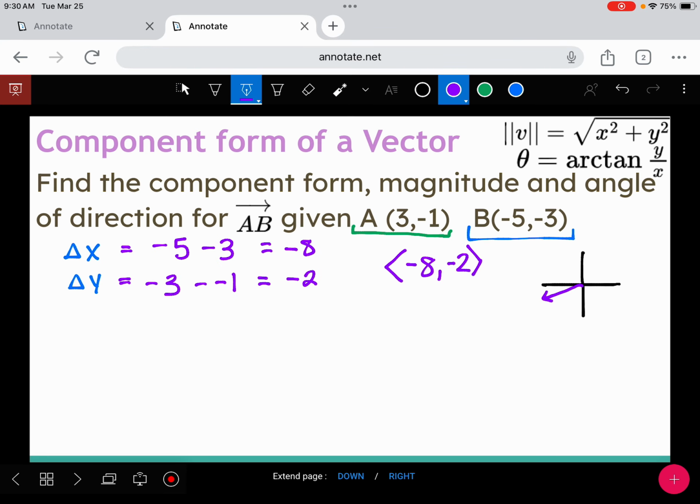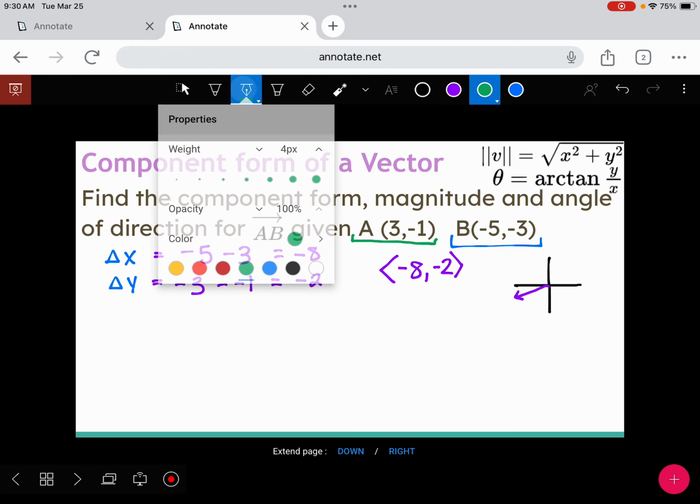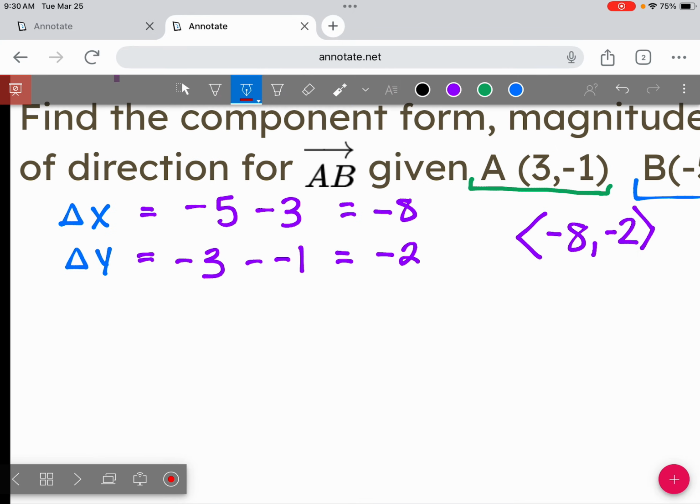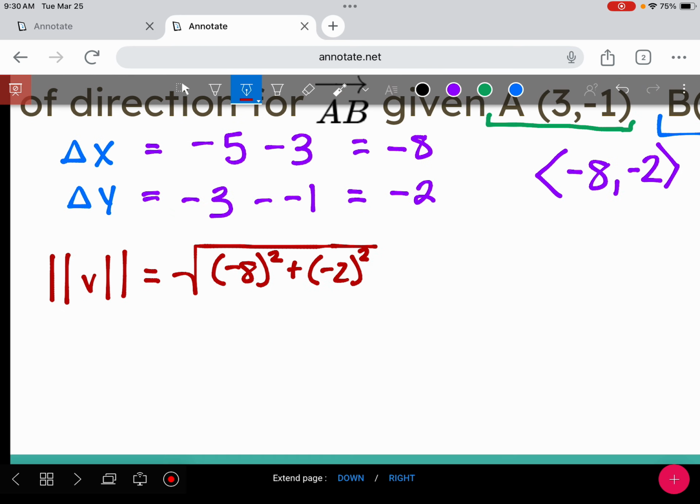So let's find our magnitude of this vector. That is this one right here, which I know is like half underneath the close button up there. All right. It's very much the distance formula. So we're going to find the magnitude of our vector, which we get by taking the distance formula and combining it together with our vector. So we're basically going to take our -8 squared plus our -2 squared. So what do we get for the magnitude of our vector?